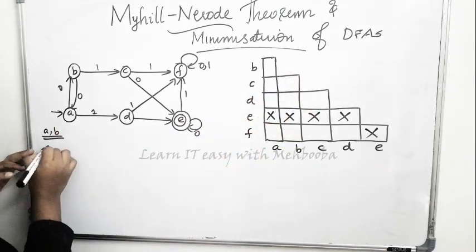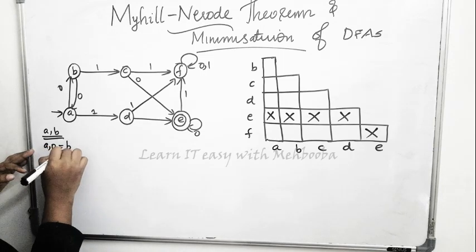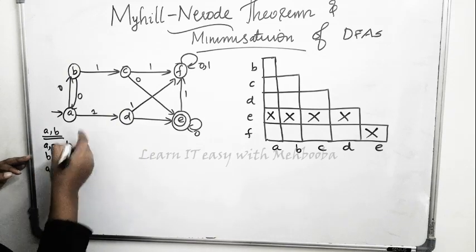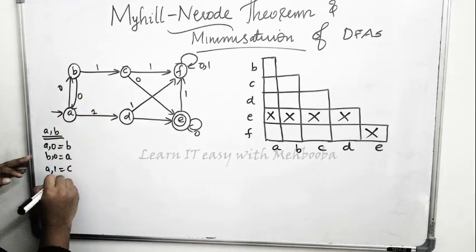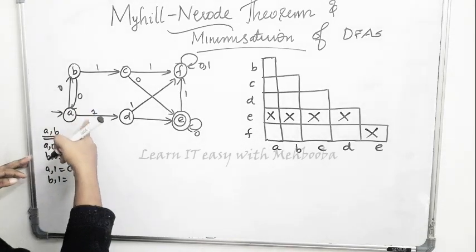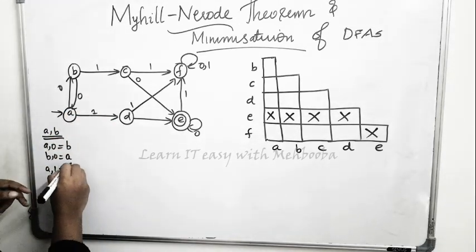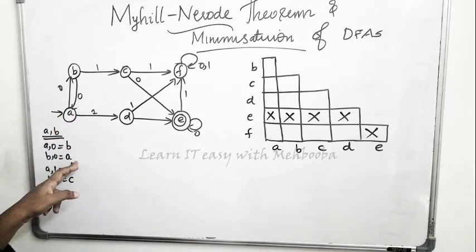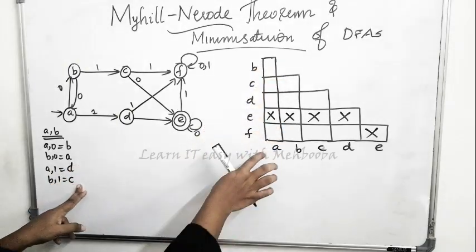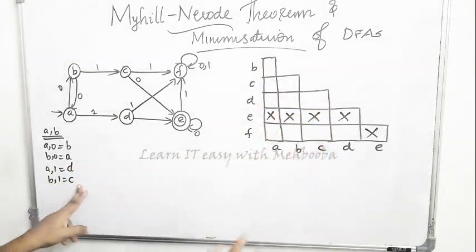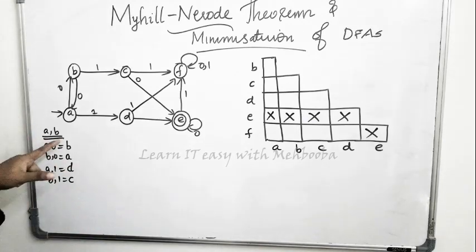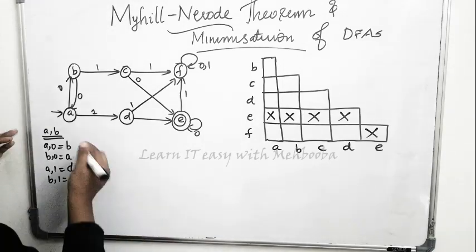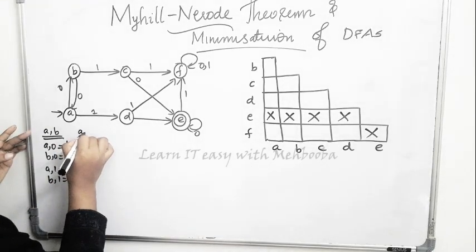So A comma B, A on 0 goes to B and B on 0 goes to A. Now A on 1 goes to C and B on 1 goes to D, and C on 1 goes to B and D on 1 goes to C. So AB is not marked and CD is not marked. So we can't mark AB for the time being because neither of the output pairs that we got are marked yet. Now leave AB. Now we have to check AC.